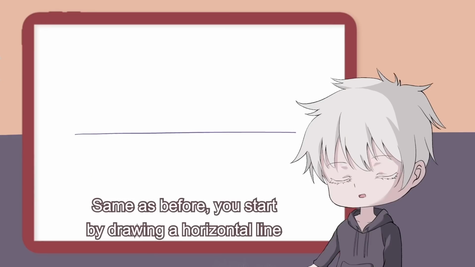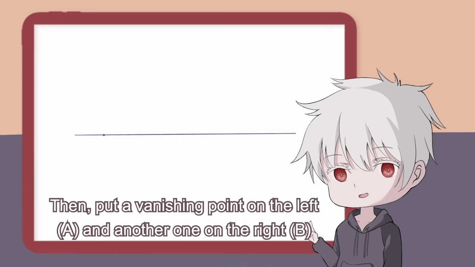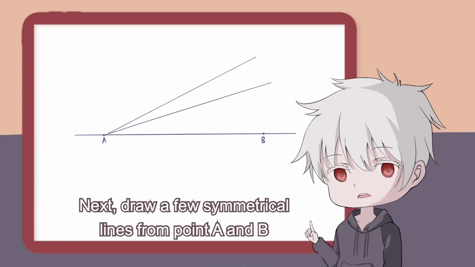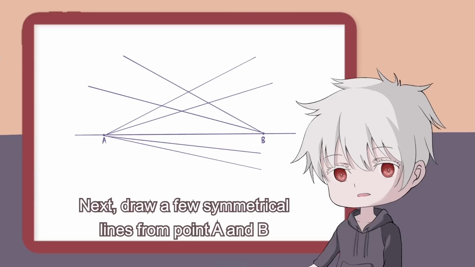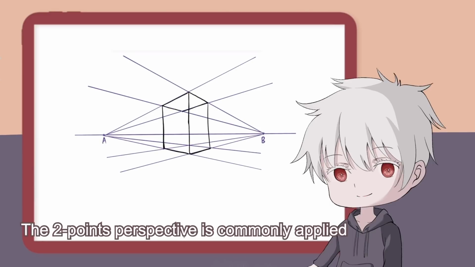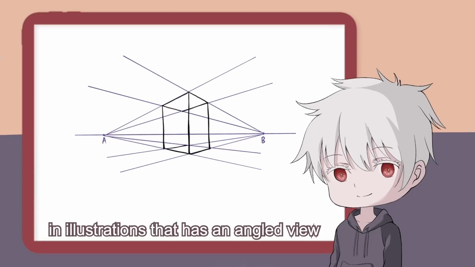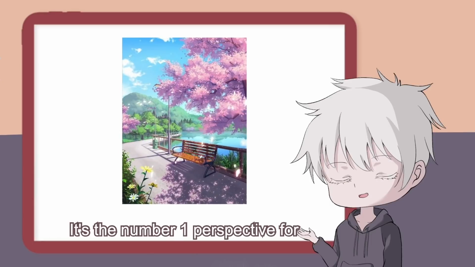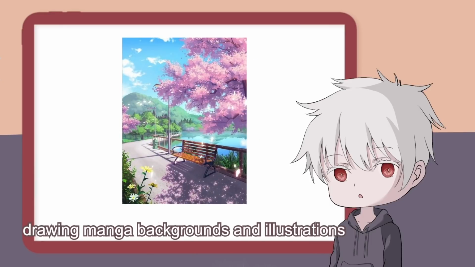Same as before, you start by drawing a horizontal line. Then, put a vanishing point on the left and another one on the right. Next, draw a few symmetrical lines from point A and B. And there you have it, it's done. The 2 points perspective is commonly applied in illustrations that have an angle view. It's the #1 perspective for drawing manga backgrounds and illustrations.